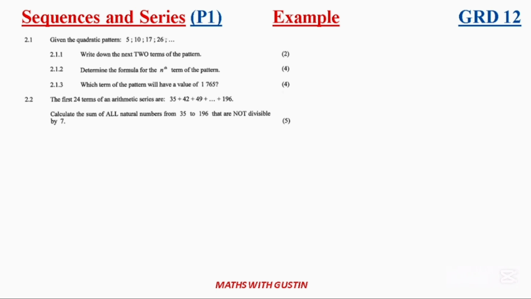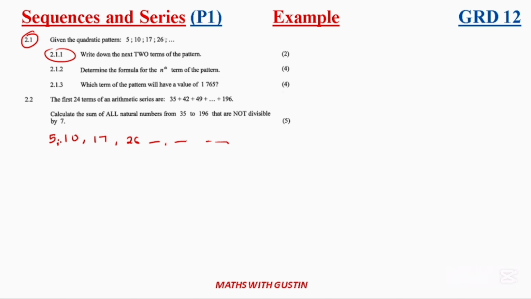Now today let's have a look at an example on sequence and series. All right, yeah guys, if you don't know these things, so now let's have a look at what we have today. We have got a quadratic. Let's look at 2.1 says given this quadratic which is 5, 10, 17 and then 26, and then it goes on and on. Okay, and then they said 2.1.1 says write down the next two terms of this pattern.